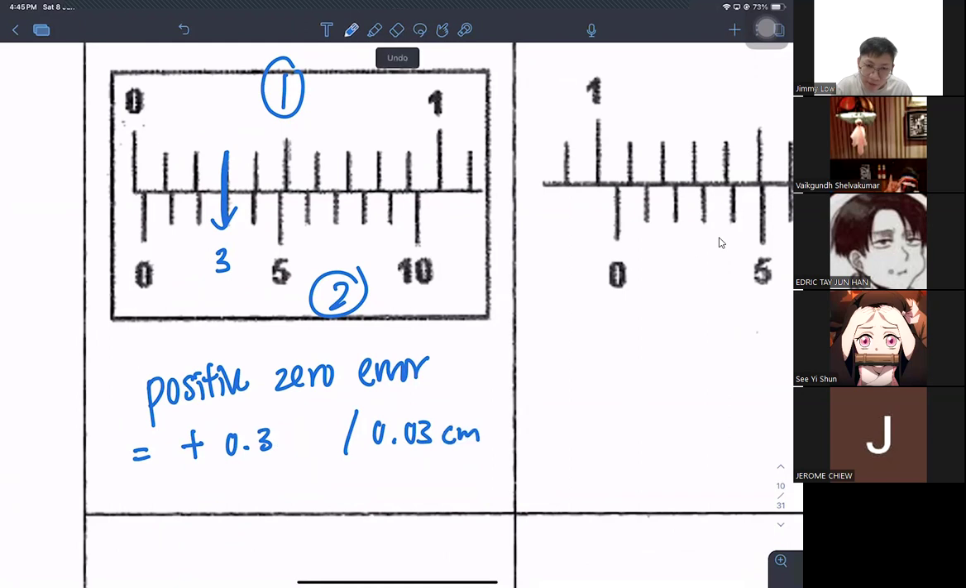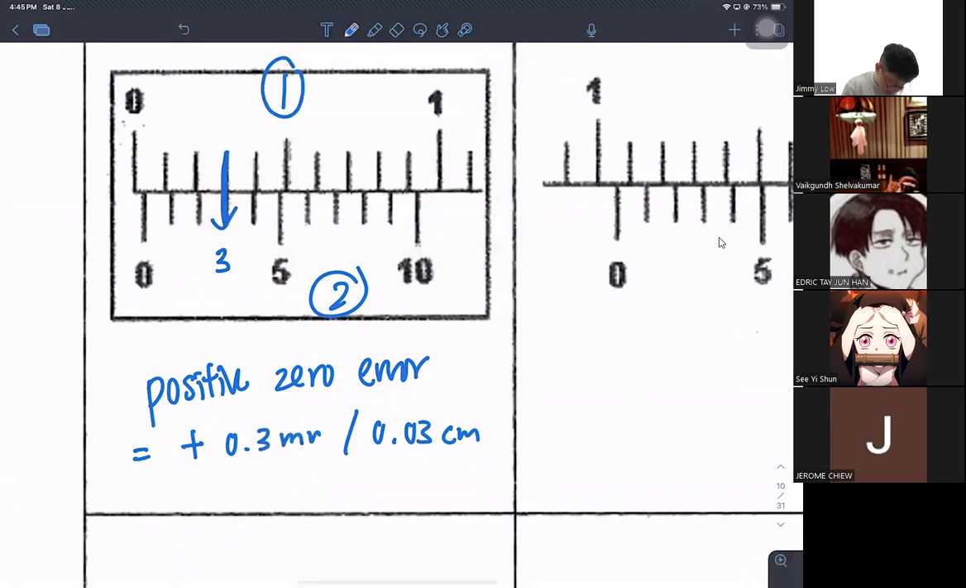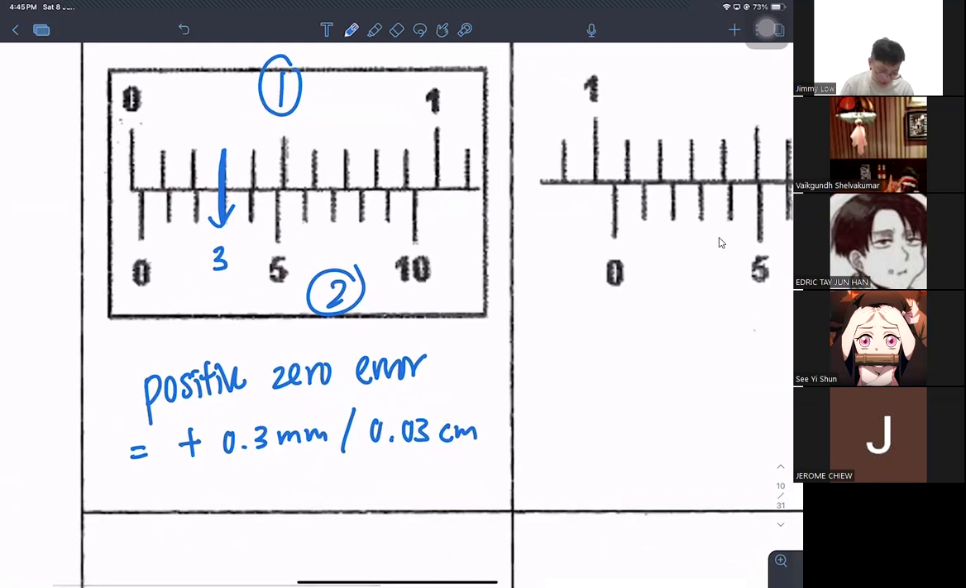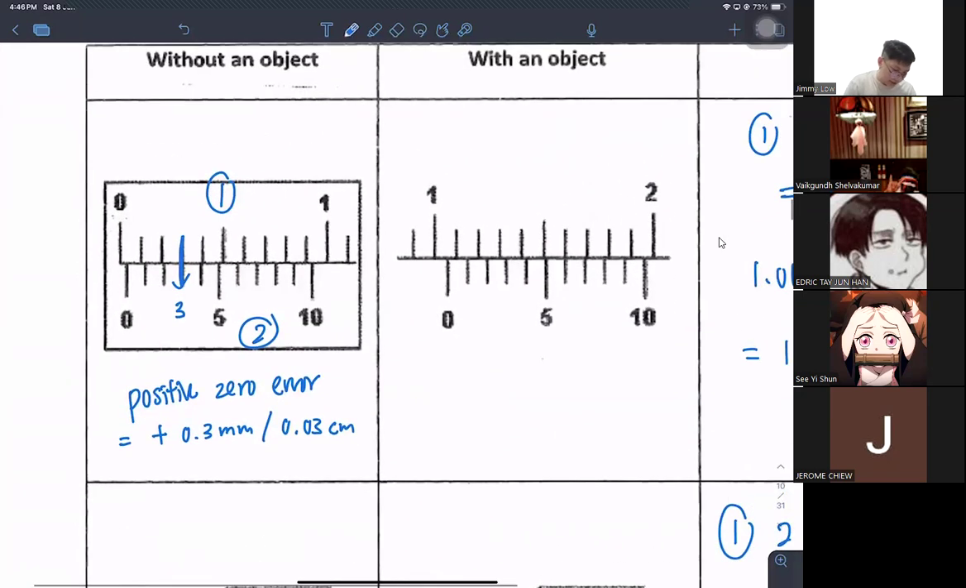Hold on, oh sorry, my SI unit got problem. It is actually back to the same thing: 0.3 mm. In this way only is correct. You can write in either way, but I prefer you to write cm, because cm is not easy to get wrong. Because if you take the calculation here, the big ruler always uses cm.